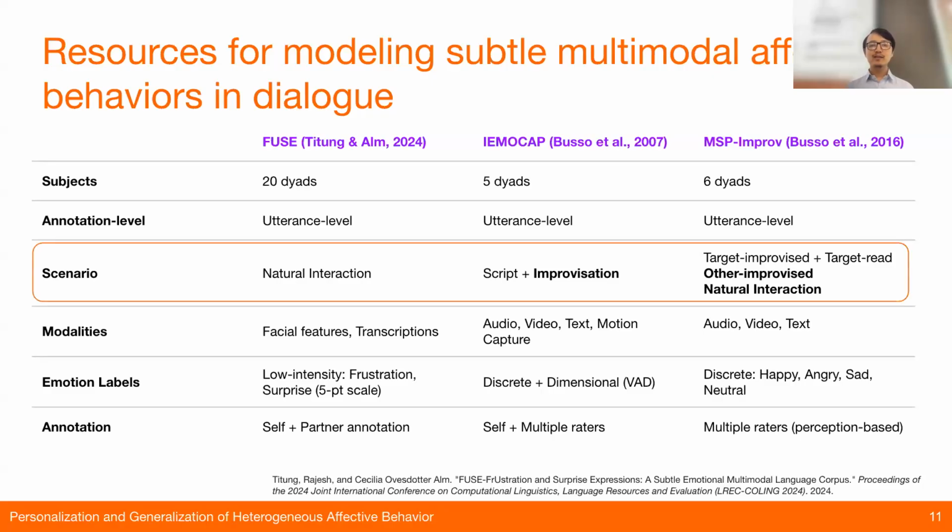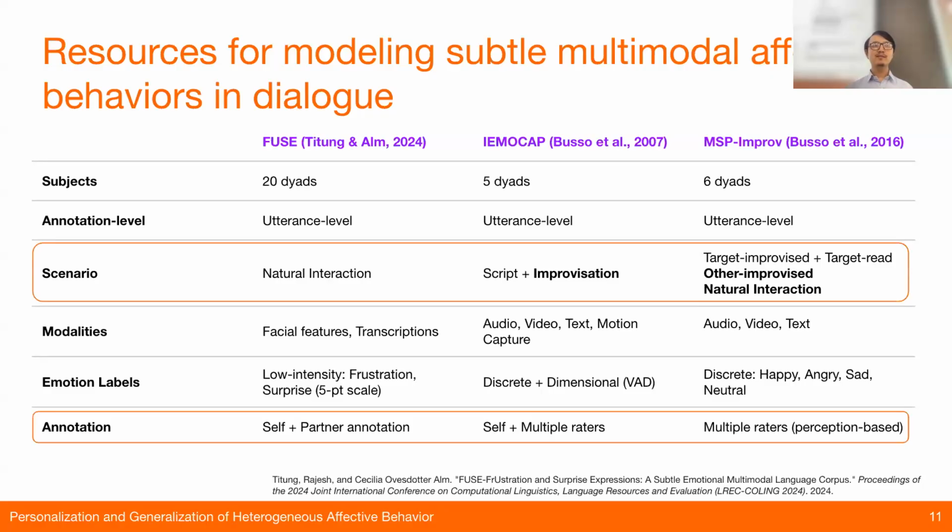When you look into scenarios, most of the previous datasets usually consist of acted data. Even if you look into IEMOCAP and MSP-Improv, they have scripted as well as improvised data, whereas FUSE focuses more on natural interactions. And looking into the annotation methods, in the case of FUSE, we use both annotation for self and annotation for partner, whereas IEMOCAP and MSP-Improv focus on self and annotation by multiple other raters.